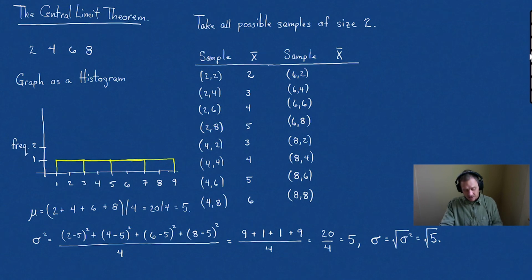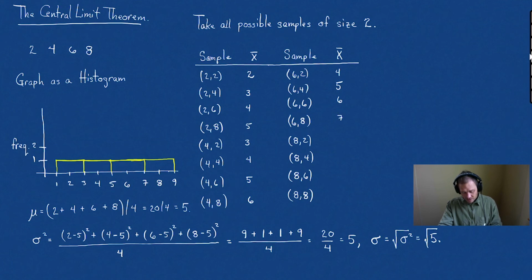Okay, we're on the second column now. 6 plus 2 is 8. We divide it by 2 for 4. 6 plus 4 is 10. Divided by 2 is 5. 6 plus 6 is 12. Divide that by 2 for a 6. 6 plus 8, that's 14. Divided by 2 is 7.